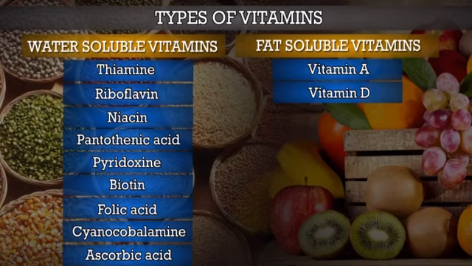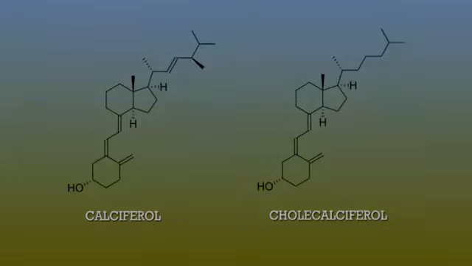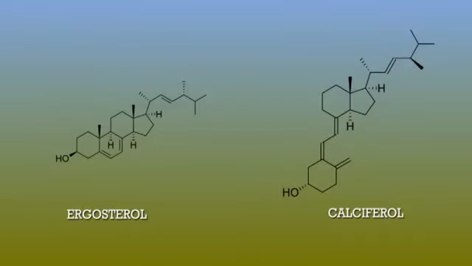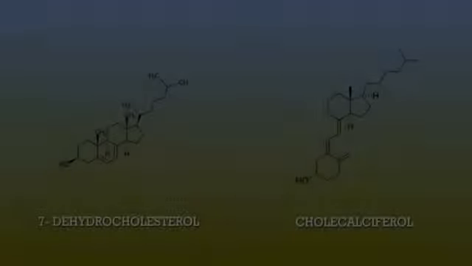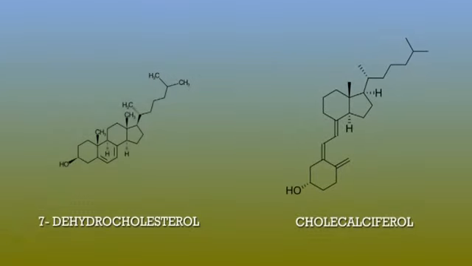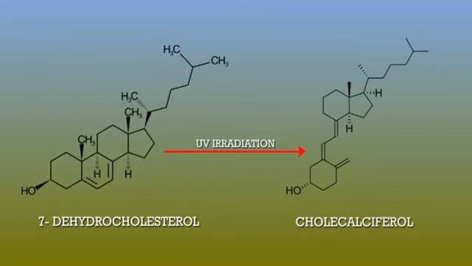Next is vitamin D. There are two main compounds which are known for their vitamin D activity, namely calciferol and cholecalciferol. Calciferol or vitamin D2 is produced by the UV irradiation of ergosterol present in yeast and molds. And cholecalciferol or vitamin D3 is produced by the UV irradiation of 7-dehydrocholesterol present in the skin.